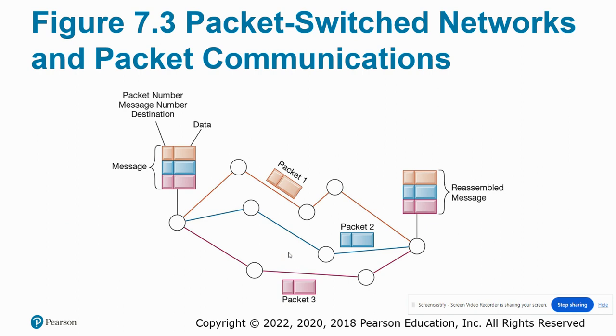This graphic illustrates how packet switching works, showing a message being split into 3 packets, sent along different routes, and then reassembled at the destination. Note that each packet contains a packet number, message number, and destination.